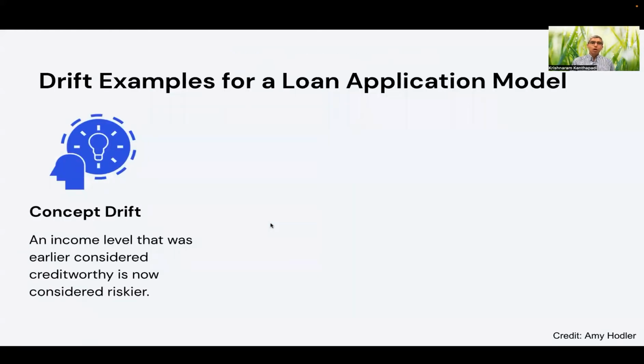Let's make this concrete using a loan application model. Here, let's look at when concept drift can occur. Consider a setting where the income level that was considered creditworthy earlier may now be considered riskier. This can happen in the case of macroeconomic factors, which may cause lending to be riskier than before. As a result, there may be a higher standard for deciding whose loan application should be approved and whose should be rejected.